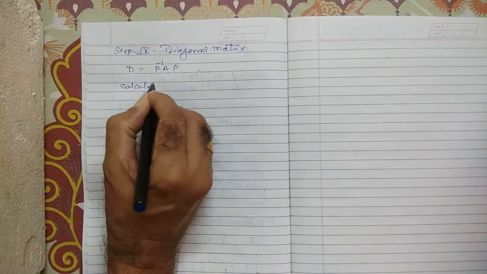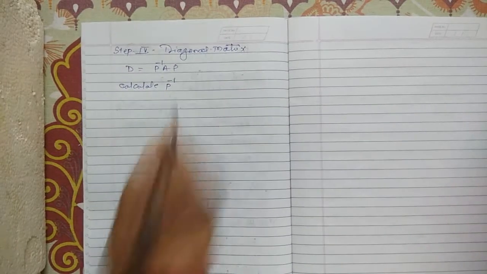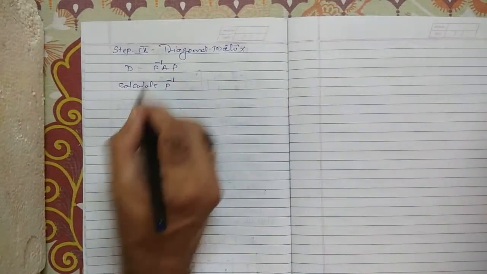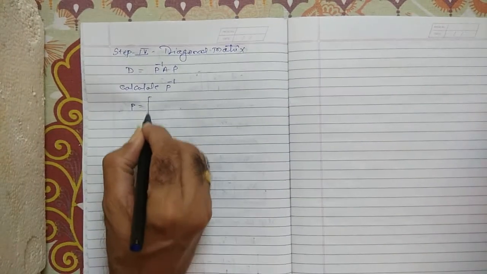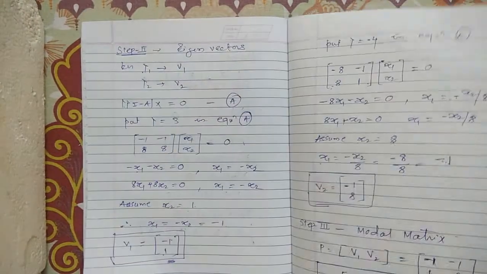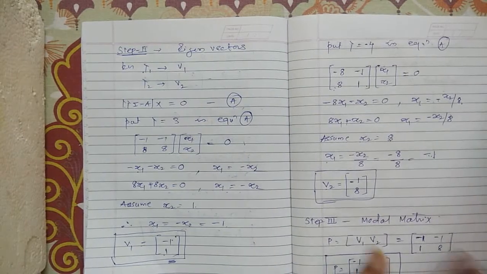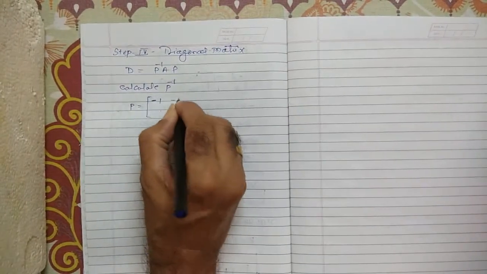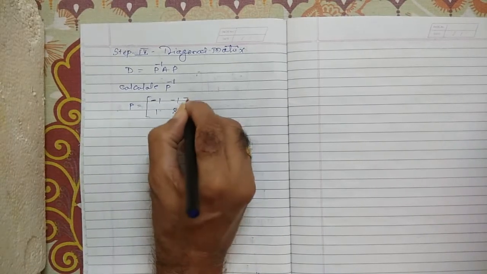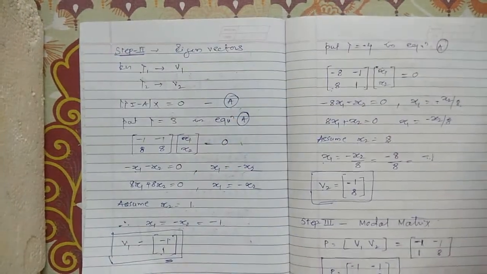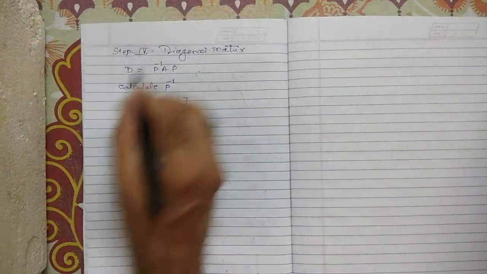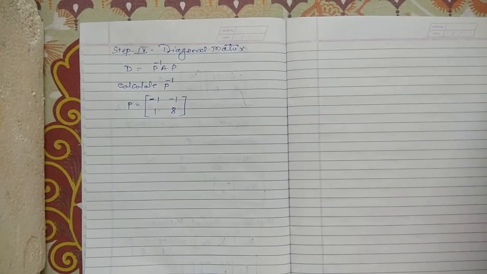Calculate P inverse. What is the P that we have calculated? P is minus 1, minus 1, 1 and 8. This is my P matrix.